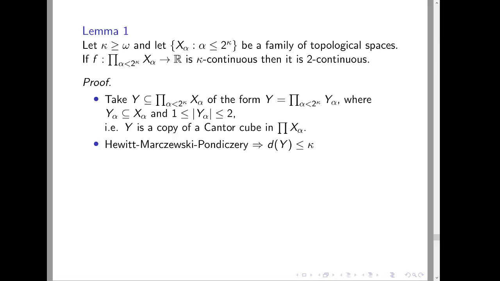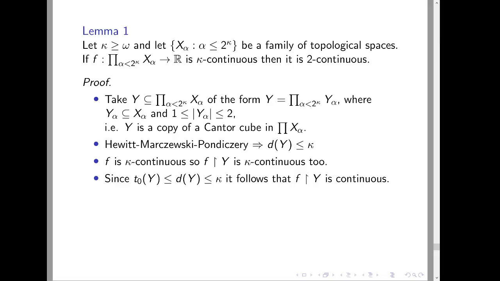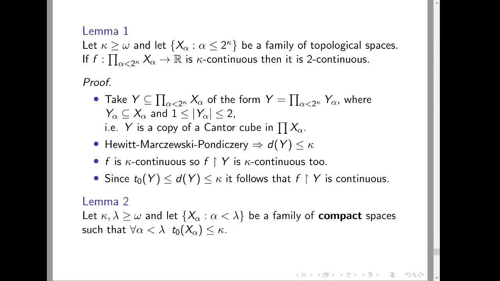And functional tightness is below the density character. Now your function f is kappa continuous, so its restriction to Y is also kappa continuous. The tightness of Y is below the density character, so it is below kappa, so any kappa continuous function on Y is continuous. And hence you have 2 continuity. Your function restricted to Y is continuous. And lemma 2 says that any kappa continuous function defined on the product is sigma continuous.